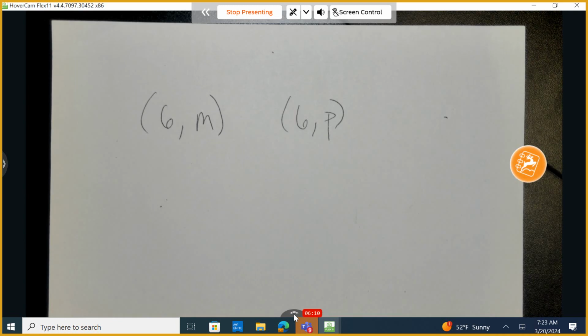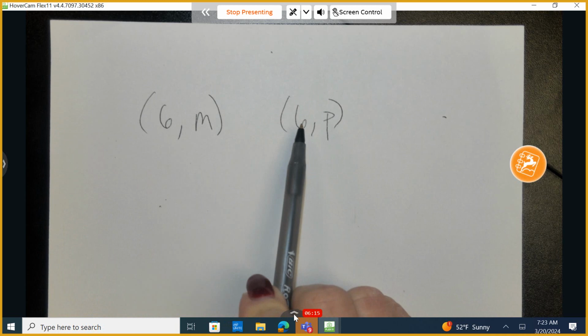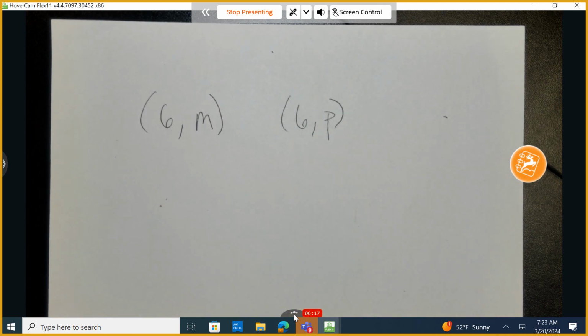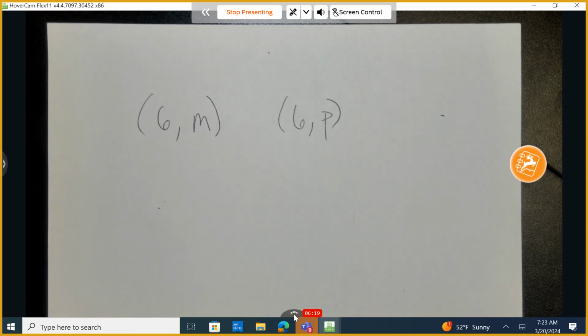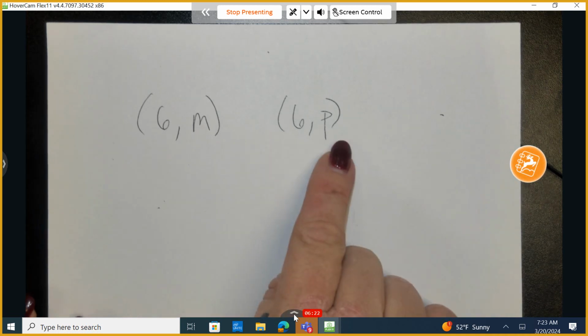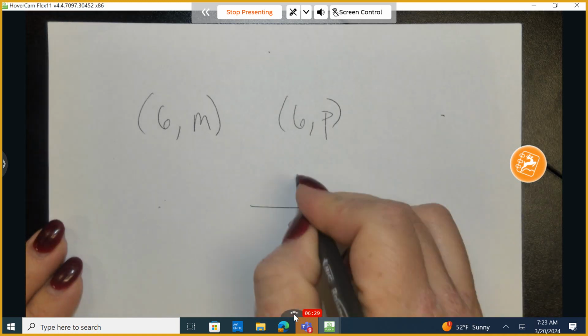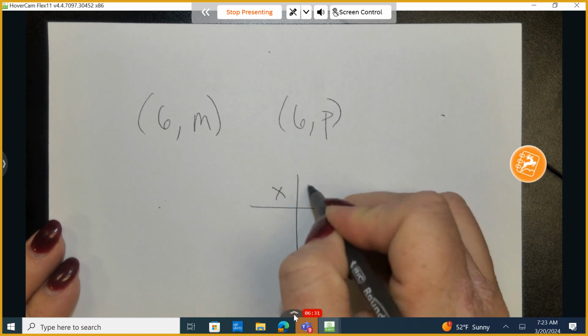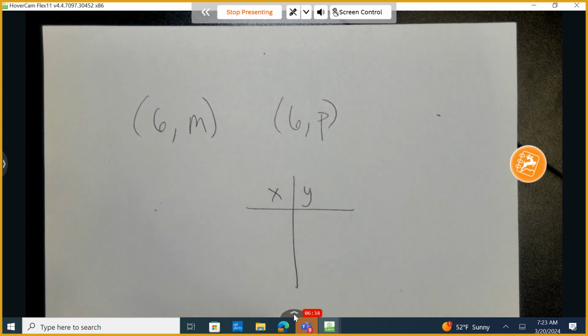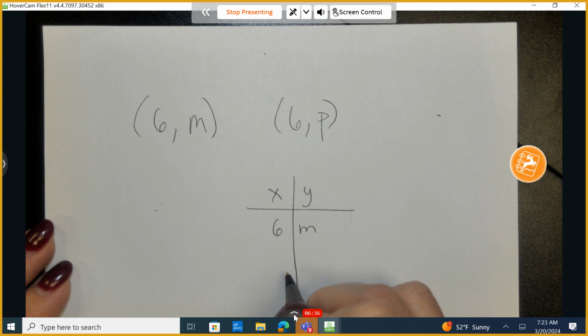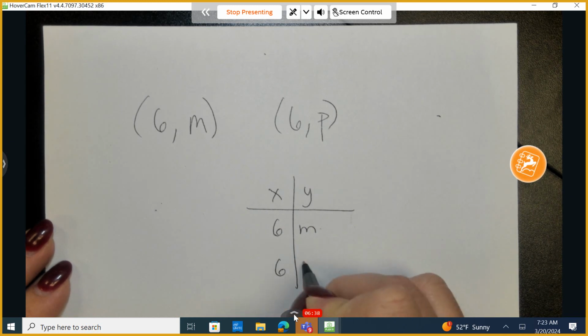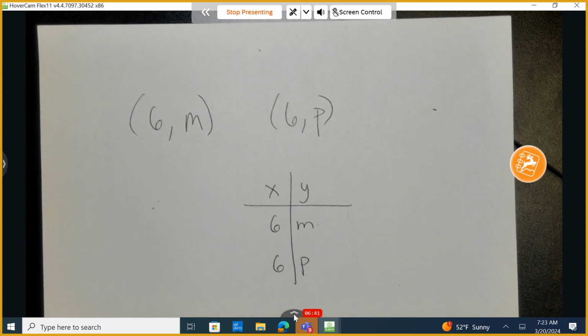Now, a student gave me a random number of 6. And I have 6 maps onto m and 6 maps onto p. I just came up with some random values for m and p. If I tell you that these two particular points are part of a function, what do you have to know about m and p? Turn to your partner. If I tell you that these particular points that belong to a relation are in fact a function, 6 maps onto m and 6 maps onto p, what do you know about m and p? To your partner, go. If it's a function, what do we know?